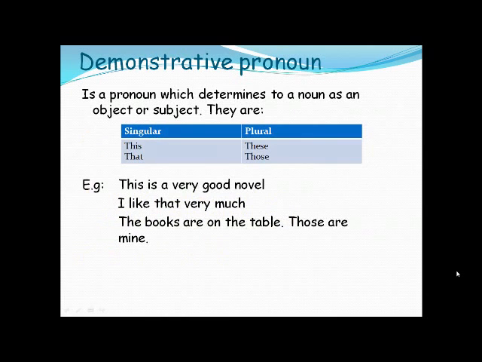And the next kind of pronoun is demonstrative pronoun. It is a pronoun which refers to a noun as an object or subject. They are singular and plural. For singular, there are this and that, and for plural, there are these and those. For example, this is a very good novel. I like that very much. The books are on the table. Those are mine.